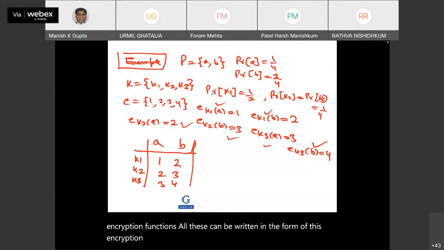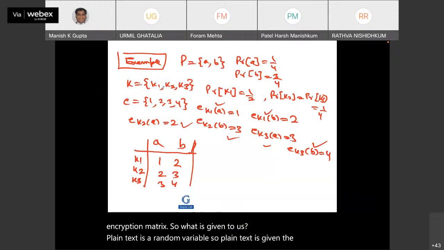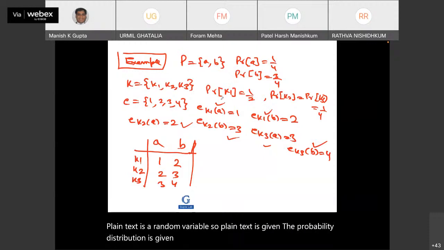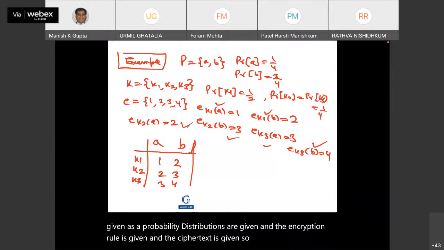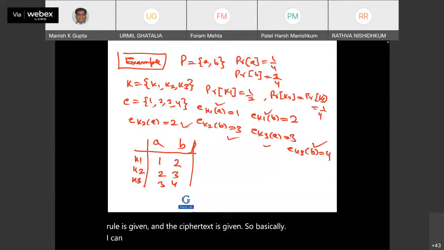So what is given to us? Plaintext is a random variable, and its probability distribution is given. The key space is also a random variable, and its probability distribution is given. The encryption rule is given, and the ciphertext is given. So basically, I can now compute the probability distribution on C.